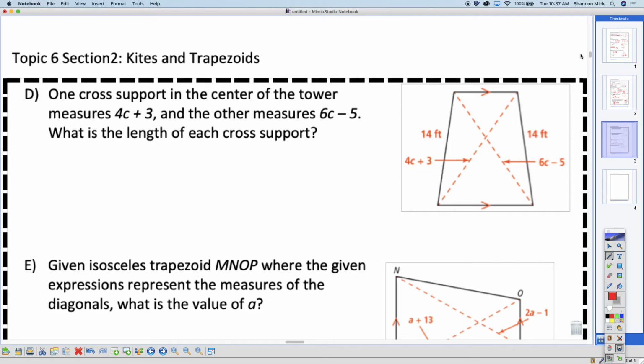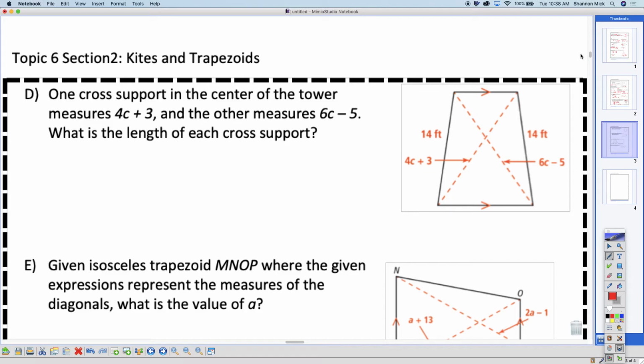One cross support in the center of the tower measures 4c plus 3, and the other measures 6c minus 5. What is the length of each of the supports? Because it's an isosceles trapezoid, yes? How do I know this is an isosceles trapezoid? Because we have one set of parallel lines, and my diagonals are equal. We had a theorem on the last page that told me those diagonals are equal. So what do I have to do with 4c plus 3 and 6c minus 5?